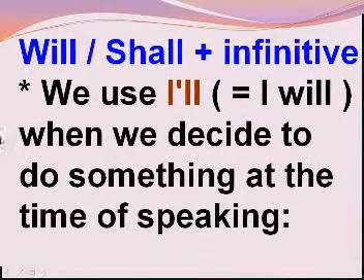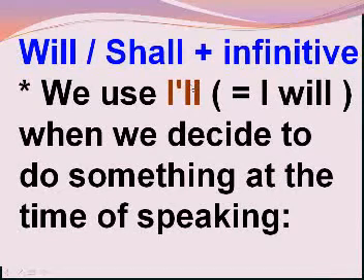Okay. Now we move on to another form of expressing future time, which is will or shall plus the infinitive form. We use I'll or I will when we decide to do something at the moment of speaking, at the time of speaking. Now this should be very easy because it's completely different from I'm going to or I'm doing something. When you decide something at the moment of speaking, you use I will.